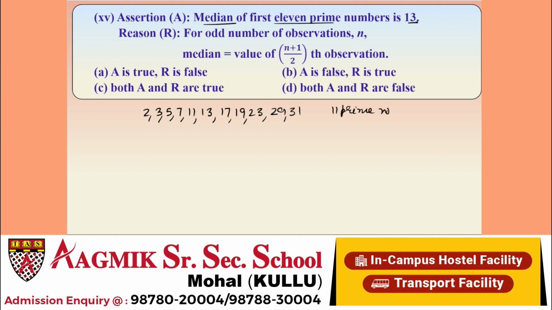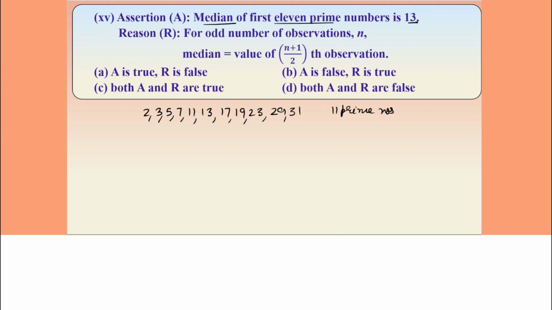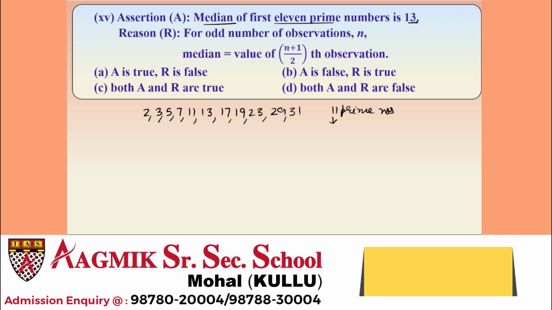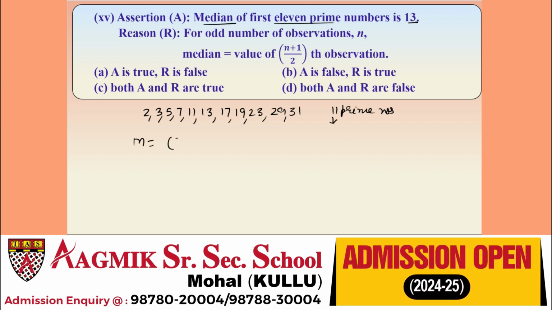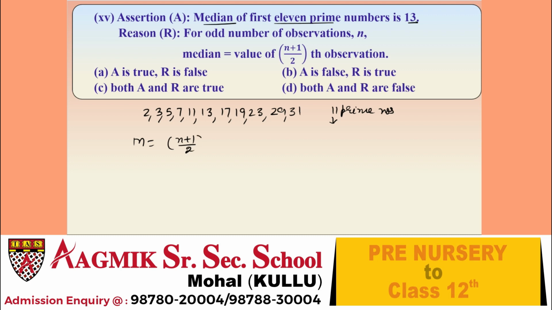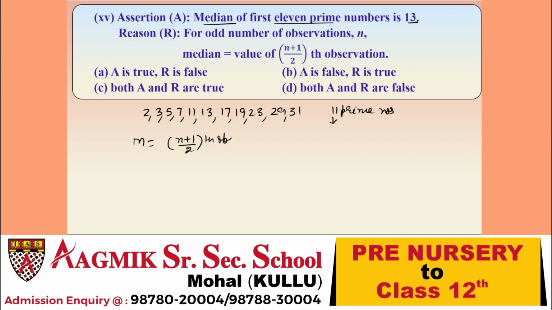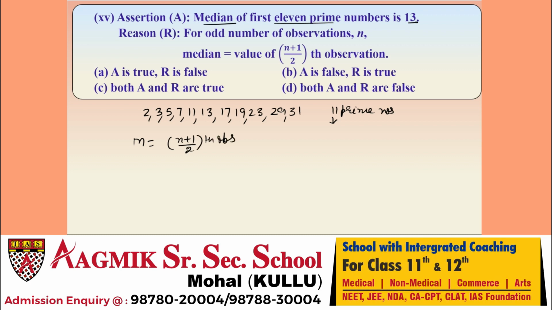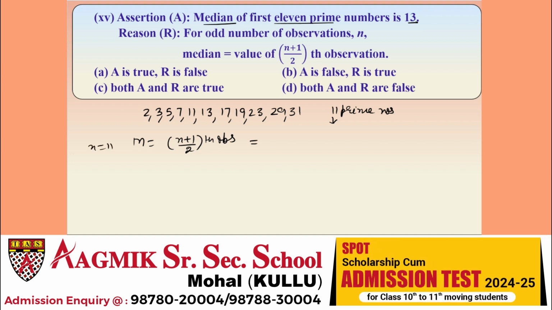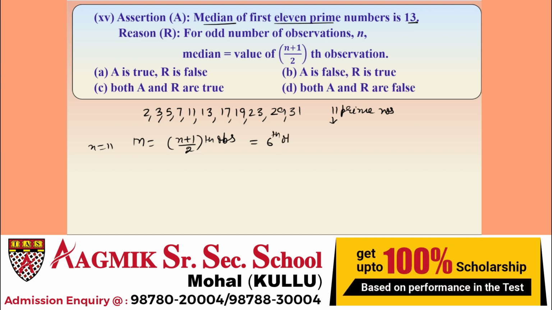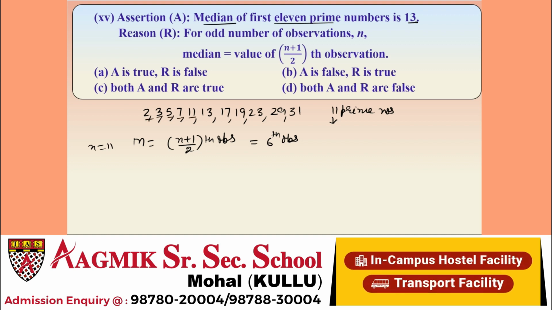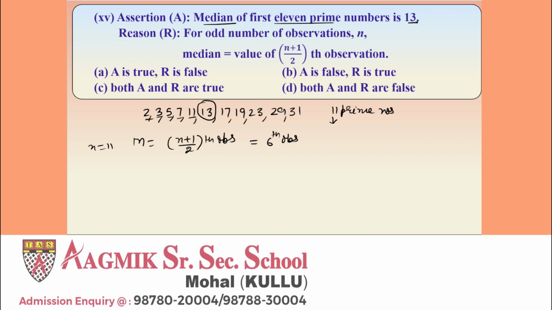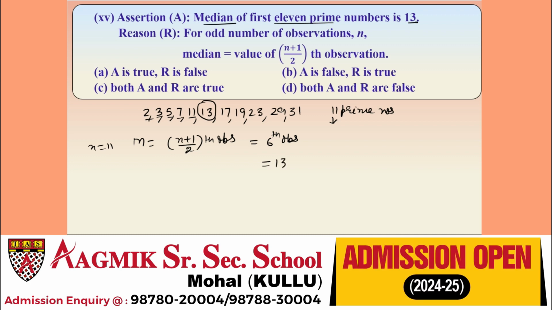Alright. So median is, now these are 11 prime numbers, 11 is odd. So if you have an odd number, then median is given by n plus 1 by 2th observation if the observations are arranged in increasing order. So your n is 11 over here, alright. So we have 11 plus 1 by 2, that is 12 by 2, which is 6th observation. So 1, 2, 3, 4, 5. So this is the 6th observation. So that means 13 is the median.